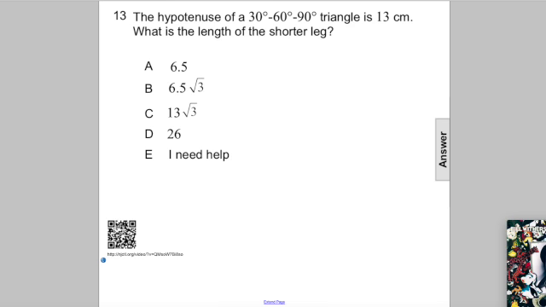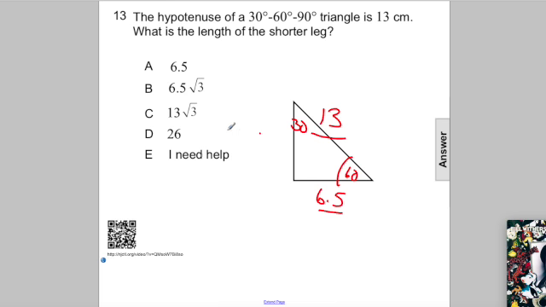Okay, the hypotenuse of a 30-60-90 triangle is 13 centimeters. And what does it want? What is the length of the shorter leg? If the hypotenuse is 13, and this is 60, and this is 30, half of 13 would be 6.5, right? And if I have this, I have this. I just put 6.5 here and put a radical 3 behind it.